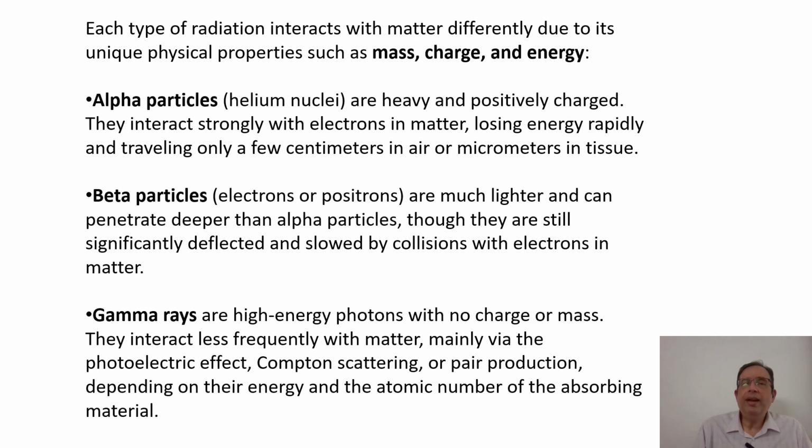And then in the case of gamma rays, which are high energy photons with no charge or mass, they interact very infrequently with matter, and they interact via the photoelectric effect, Compton effect or pair production, depending upon the energy and the atomic number of the absorbing material. So basically, if the energy is large, then pair production can take place, and if the energy is small, then the photoelectric effect takes place. So it depends upon the energy of the incoming radiation, and also upon the type of the material.